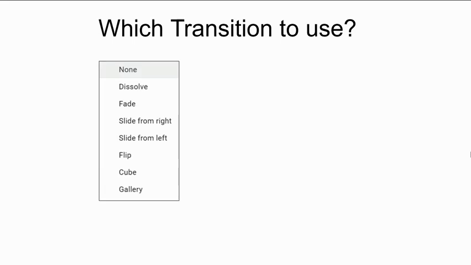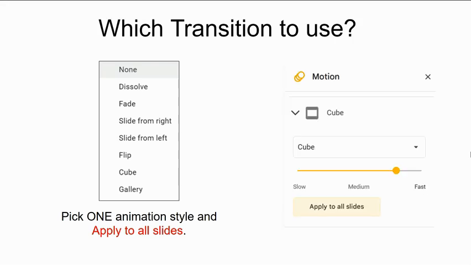Well, the question becomes, which transition do you want to use? I've been using fade in this presentation, but there are 7 different kinds. Whatever one you pick, I would strongly urge you to keep one animation for the whole presentation. The way to do that is to just click on apply to all slides. And while we're looking at it here, I would urge you to use something between medium and fast for your transitions. Not too fast, but just enough that it doesn't get boring and slow.